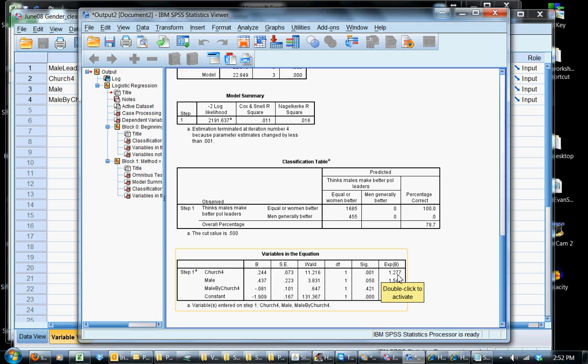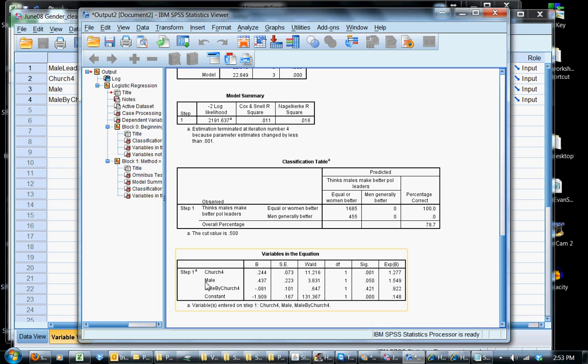So basically, we've got a significant variable here. We know because it's statistically significant. And if you went from 0 to 4, you've got 4 times 0.27 here. That tells us that you've got about a 100% increase, or a doubling, when we compare those who go to church once a week to those who never go to church.